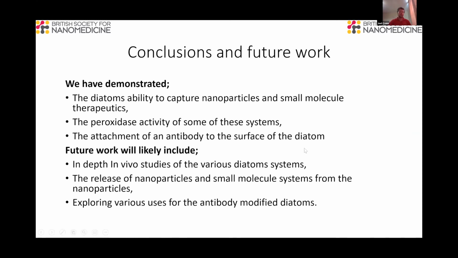Going forward, we want to carry out more in-depth in vivo studies into the various diatom systems with nanoparticles and small molecule therapeutics, and to look at the catalytic activity in vivo as well. The release of nanoparticles and small molecules from the diatoms has not yet been characterized. That's something we also want to look at. And then also exploring further the various uses for antibody-modified diatoms.